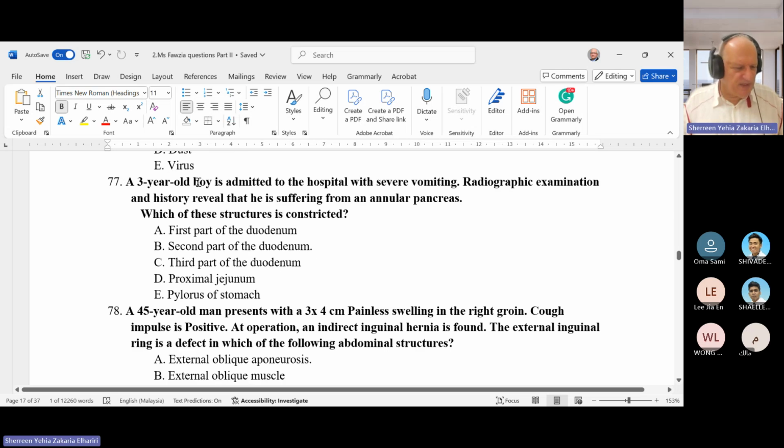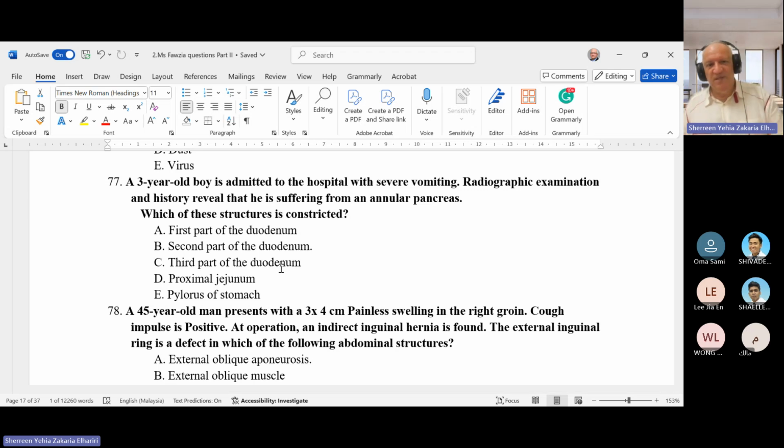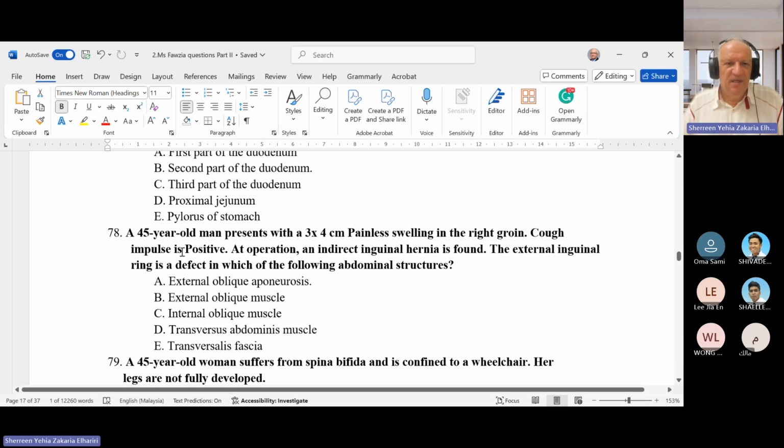3-year-old boy admitted to hospital with severe vomiting. Radiographic examination and history revealed that he is suffering from annular pancreas. Annular pancreas is one of the congenital anomalies. It's embryology. So which of these structures is constricted? So it is which part of the duodenum? From anatomy, of course, you know there are 1, 2, 3, 4 parts of the duodenum. So if you have annular pancreas, it must be related to which part of the duodenum? Anyone? Second part of the duodenum. Second part of the duodenum. Okay.